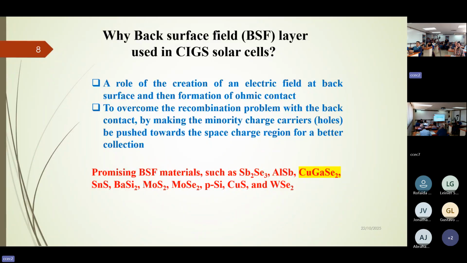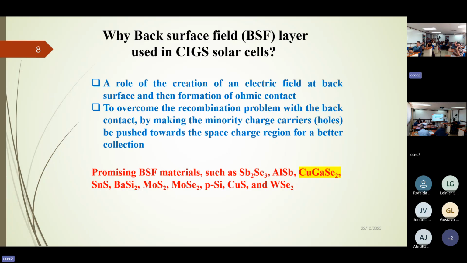So the idea is that once we use it, it can create an electric field which can impair the charge carriers, for example electrons, in this case. So the charge carriers go toward the space charge region, they have a chance to separate and get more collection. So this is the idea, and that's why it can increase the solar cell parameters.